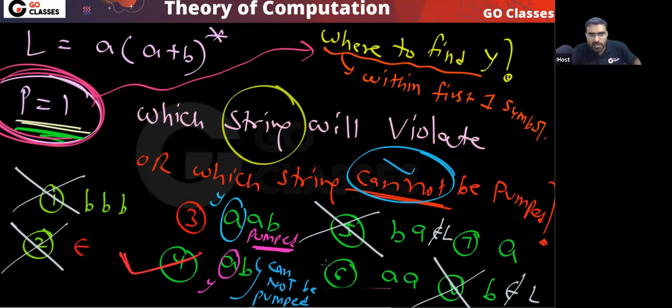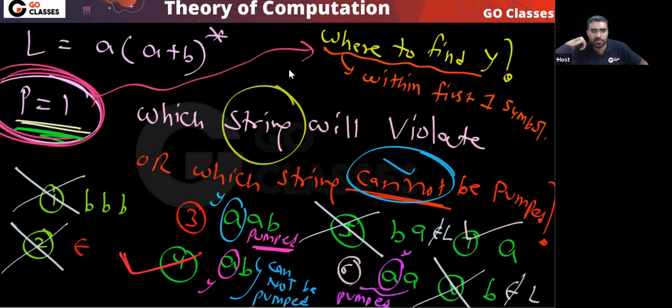What about option 6? Yes, option 6 can be pumped. You can take Y equal to this. What about option 7? This cannot be pumped, so this also will be your answer. So for this question, the answer will be option 4, 7.